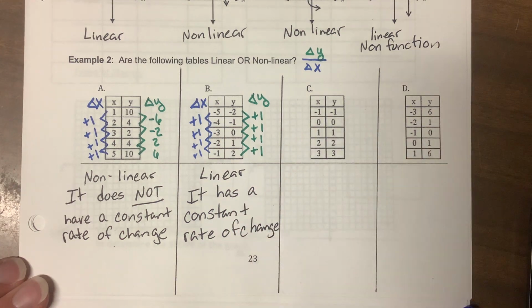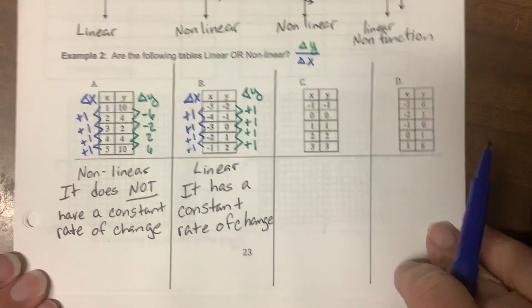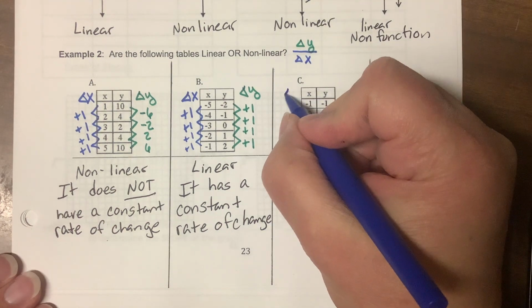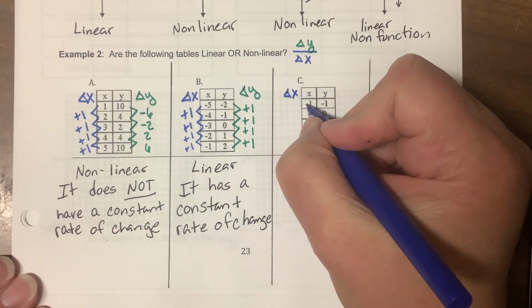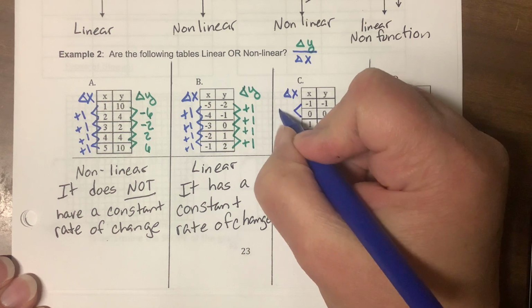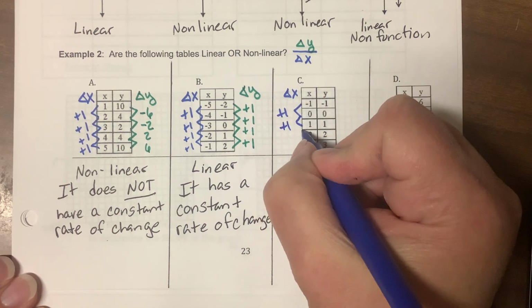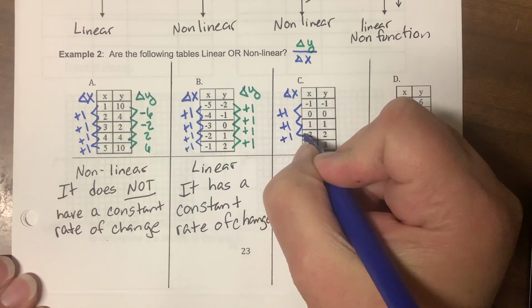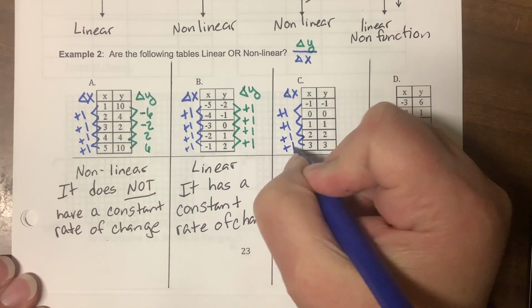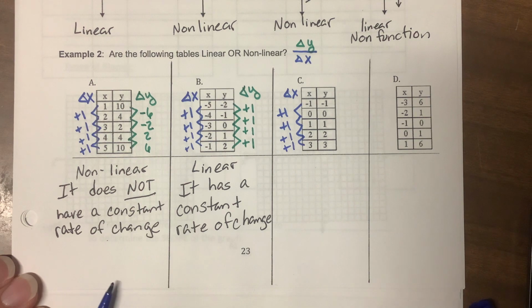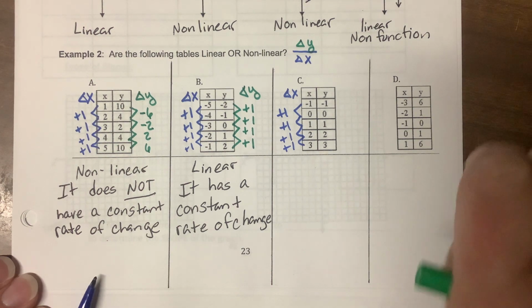All right, let's look at C. C, well, let's look at the difference in x values. Negative 1 to 0, I add 1. 0 to 1, I add 1. 1 to 2, I'm adding 1. 2 to 3, I'm adding 1. So far, so good. My x values are constantly going up by 1.